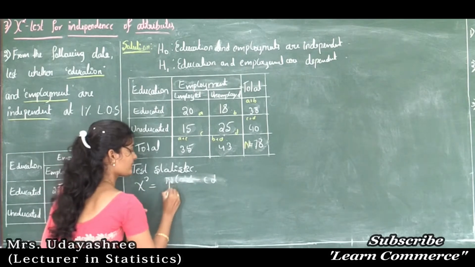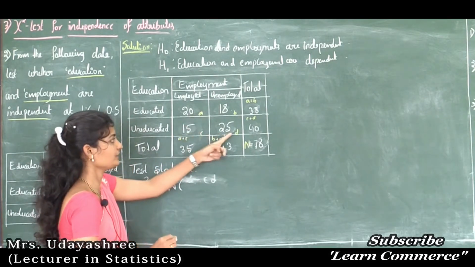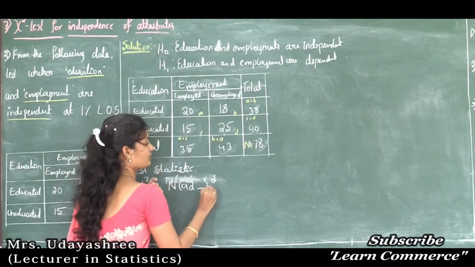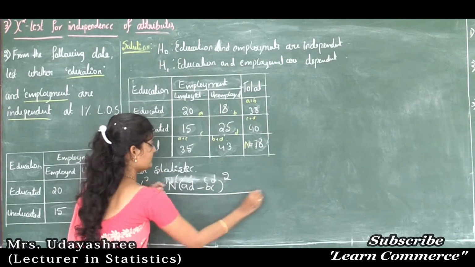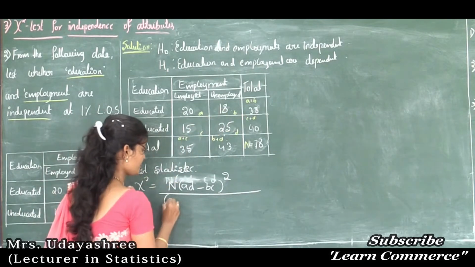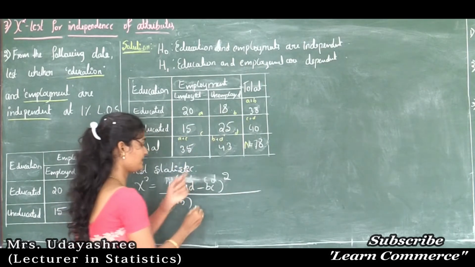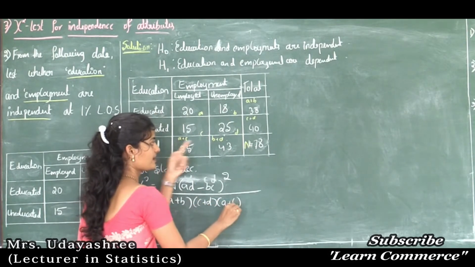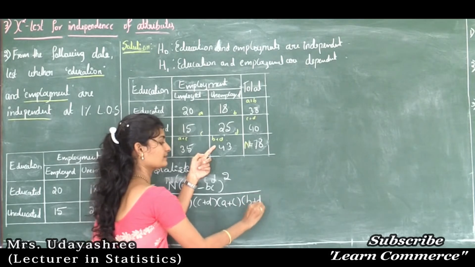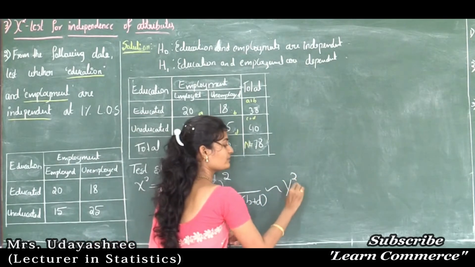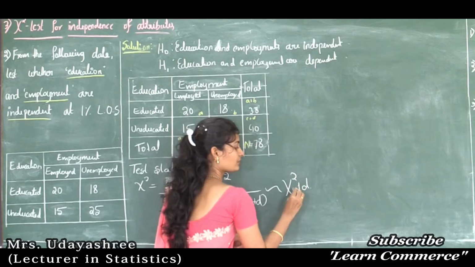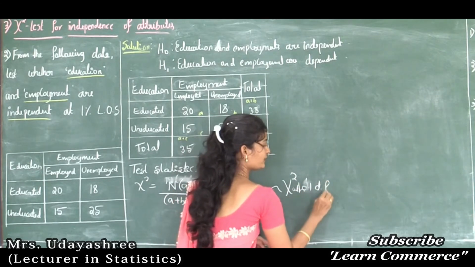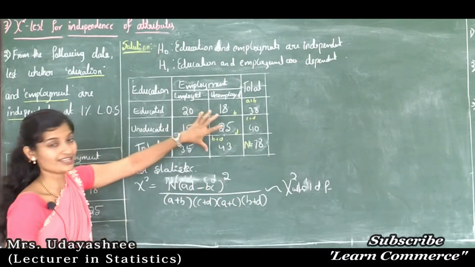Right here, capital letter N into (A into D minus B into C) whole square, divided by (A plus B) into (C plus D) into (A plus C) into (B plus D), which follows chi-square with 1 degree of freedom. Okay, now all the observations are given here.